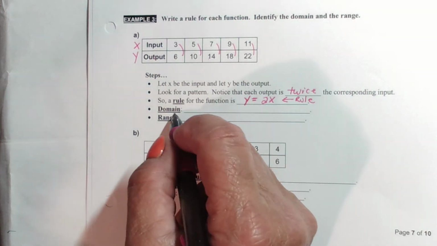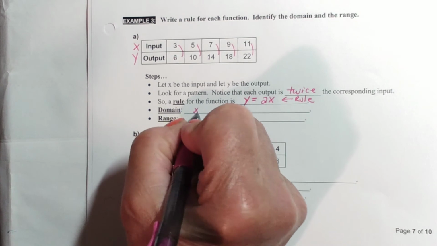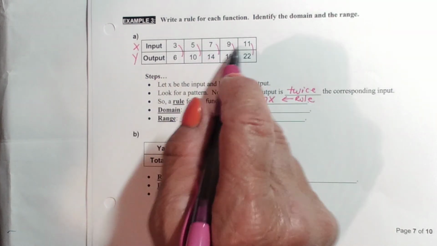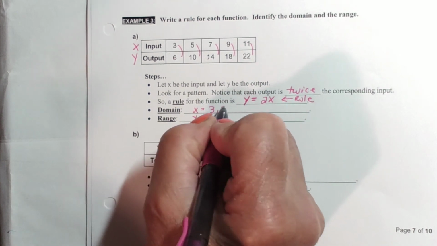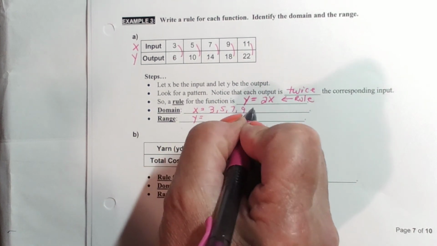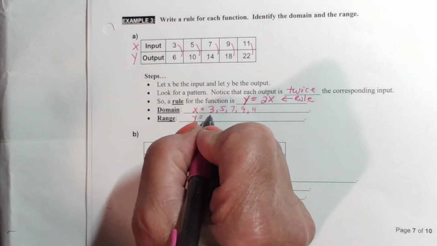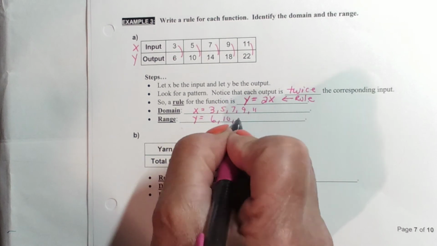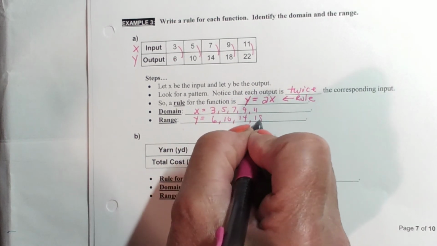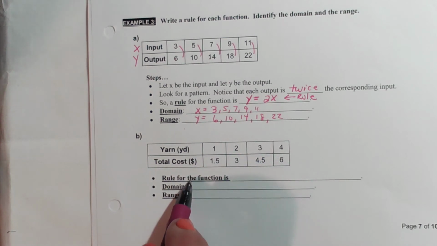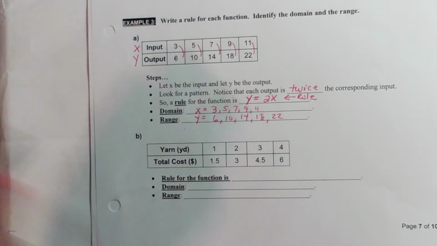So now it says what's the domain and the range, what's the x and the y. The x values are up here, 3, 5, 7, 9, and 11. And the y values are the outputs, 6, 10, 14, 18, and 22. Now I'd like you to pause the video and see if you can, for this problem, come up with the rule, the domain, and the range.